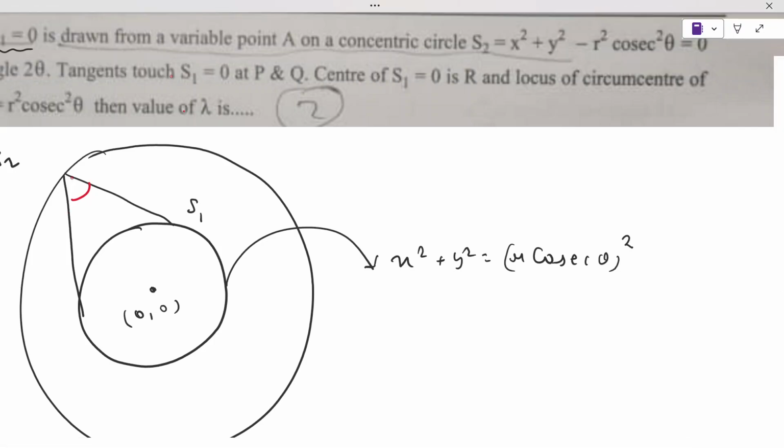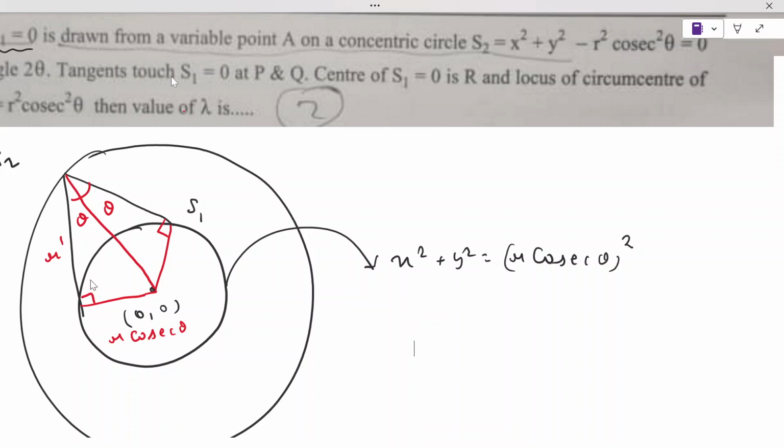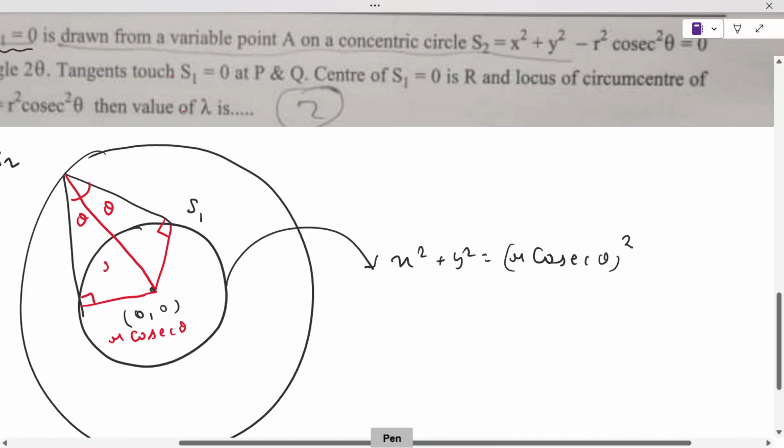So this will be 2 theta when I join this point. Of course they are both congruent triangles, so this will again be theta and this will be theta. And the radius of this is simply r cosec theta. So let's say for the outermost one, this radius is r dash. Sorry, this one is r dash.